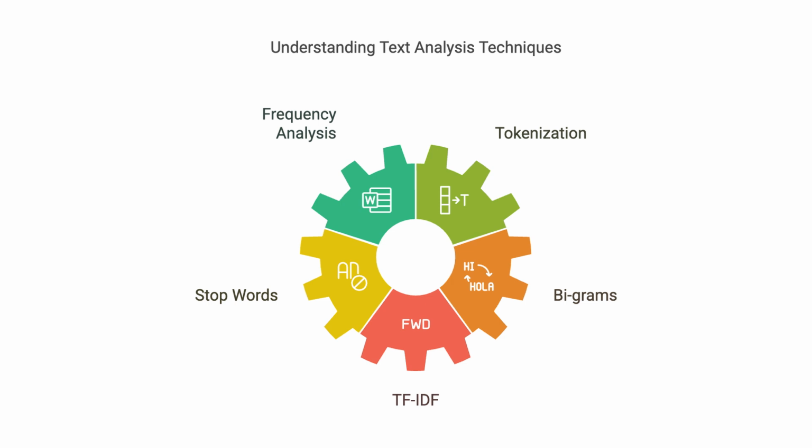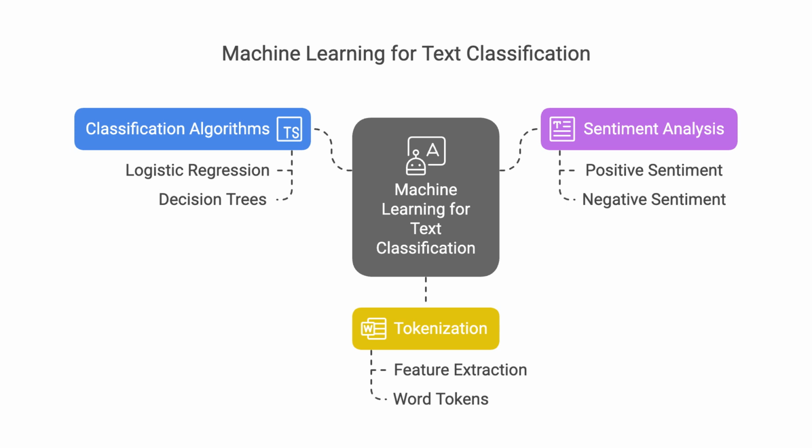The analytical techniques that transform raw text into structured data, like word tokens and feature vectors, pave the way for intelligent automation. This visual introduces machine learning for text classification, a core capability that leverages this prepared data to automatically categorize text into predefined groups.